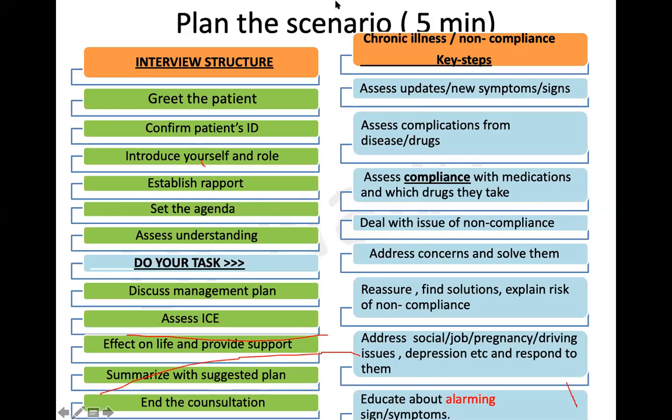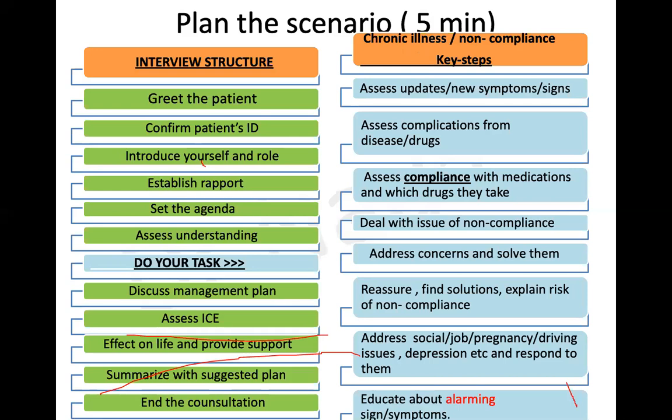It depends on the scenario. Okay, so that was the block for chronic illness and non-compliance. The chronic illness can be ulcerative colitis, and explain the treatment with steroid, non-compliance with steroid. That's one of the very, very common scenarios. It came in the previous diets as well.